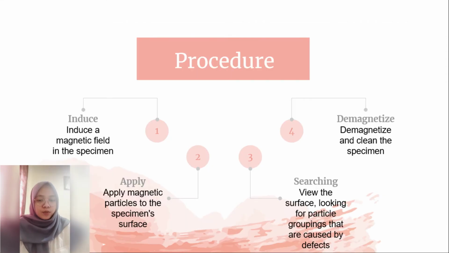The procedure for this method has 4 steps. First, induce, where we induce a magnetic field in the specimen. Apply, where we apply the magnetic particles to the specimen surface. Searching is where we view the surface and look for the particle groupings that are caused by defects. And lastly, demagnetize. Demagnetize and clean the specimen.